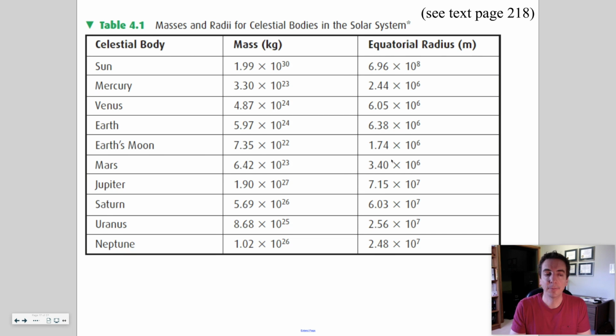In your textbook, when you are doing some word problems, I just wanted to call your attention to this table on page 218. It gives you some masses and radii for different celestial bodies in your solar system, the sun, Earth's moon, and all the planets. So the author may ask you to do a calculation involving Mars or something like that, and they don't give you the information for Mars in the word problem, unfortunately, so you have to go look this up on page 218.